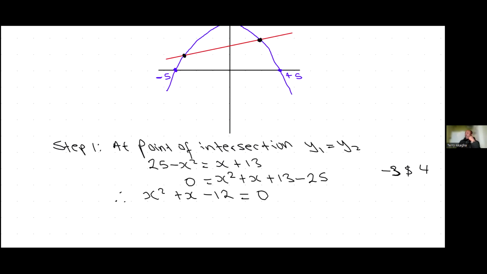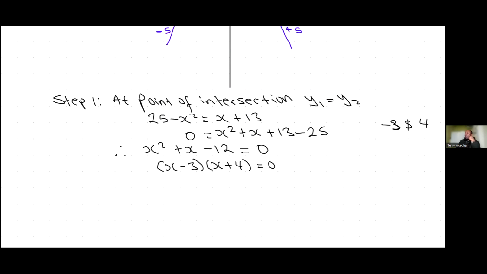So it's going to give us x minus 3 and x plus 4, and that will be equal to 0. So, as usual, x minus 3 will be equal to 0, or x plus 4 will be equal to 0. So therefore, x will be equal to 3, or x will be equal to minus 4. Are you seeing it?